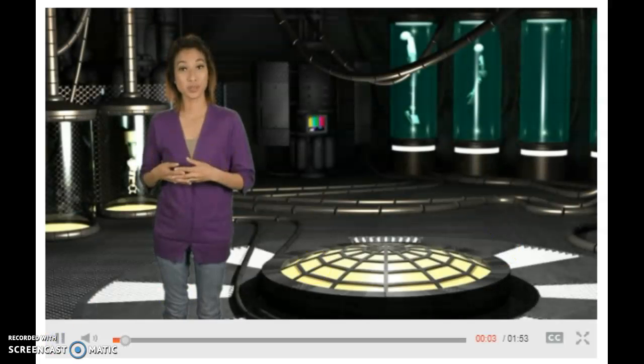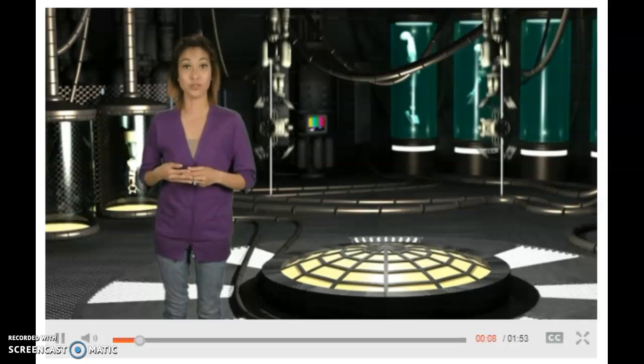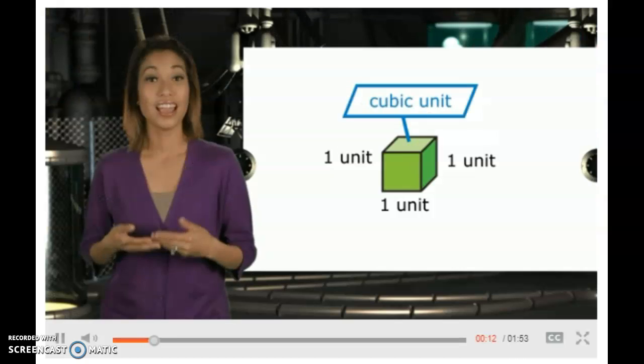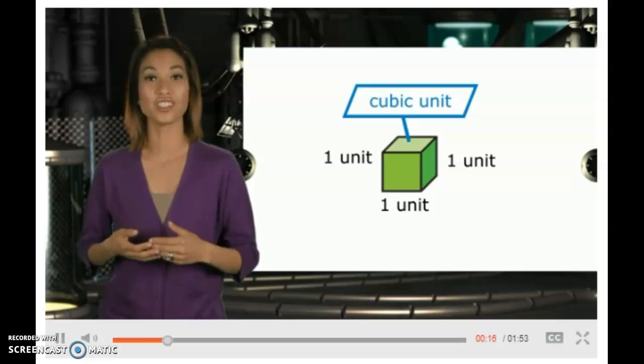Today, we will discuss using models to find volume. Volume is a measure of space inside a solid figure. Our unit of measure today will be the cubic unit. A cubic unit is the volume of a cube measuring 1 unit on each edge.